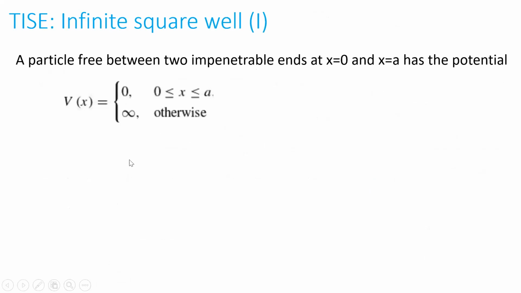So we imagine a particle which is free between 2 impenetrable ends at x equals 0 and x equals a. So it would have the potential V equals 0 between x equals 0 and x equals a, because then the derivative of V equals 0 is 0, so there's no force, so the particle is free. And outside of the well, the potential jumps to infinity, which means that the particle can't get out because there's no way it could have enough energy to get out. So it's trapped inside.